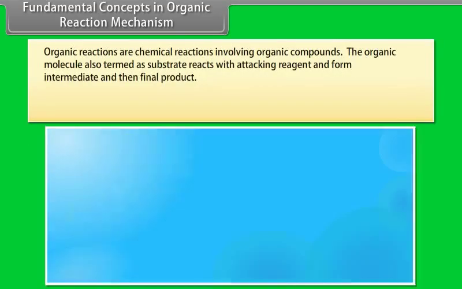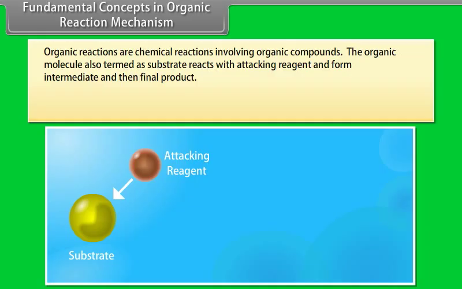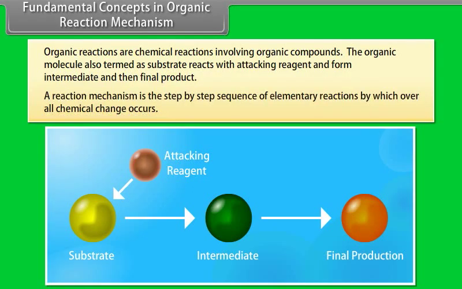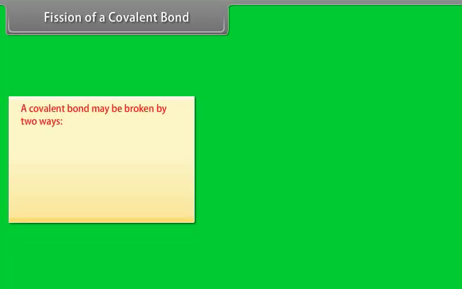Fundamental concepts in organic reaction mechanism. Organic reactions are chemical reactions involving organic compounds. The organic molecule is also termed as substrate, reacts with attacking reagent, and forms intermediate and then the final product. A reaction mechanism is the step-by-step sequence of elementary reactions by which overall chemical change occurs. Fission of a covalent bond. A covalent bond may be broken by two ways: heterolytic cleavage, homolytic cleavage.